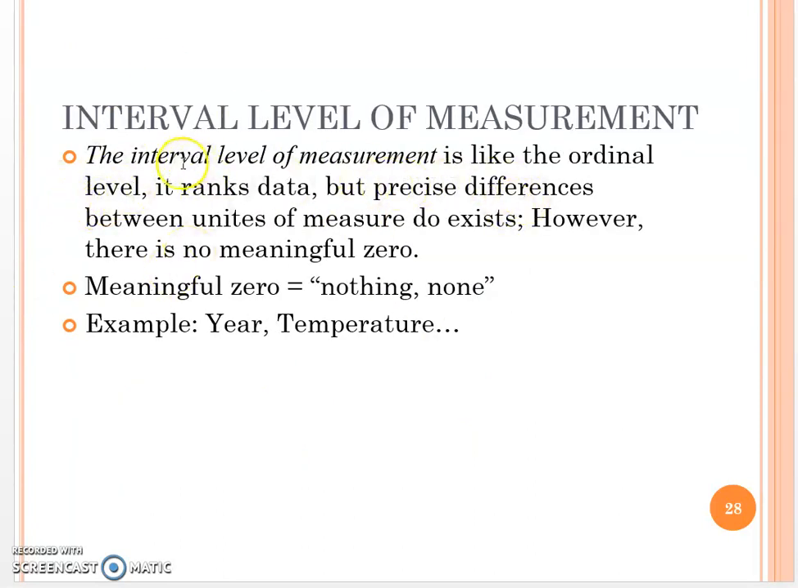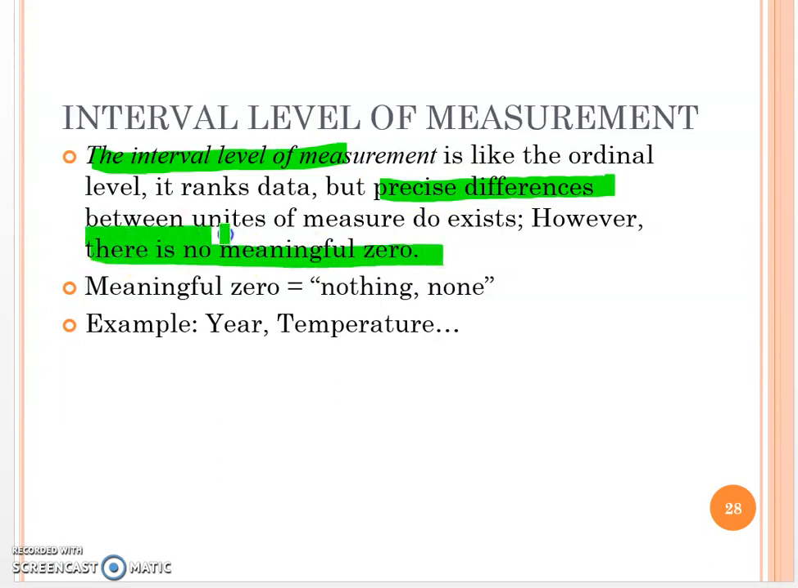The following one is called the interval level. Interval level of measurement is kind of like ordinal. It ranks data, but there are very specific differences between units. And there is no meaningful zero. I would like to emphasize this piece. When you say no meaningful zero, what does it mean? Meaningful zero means none, nothing.